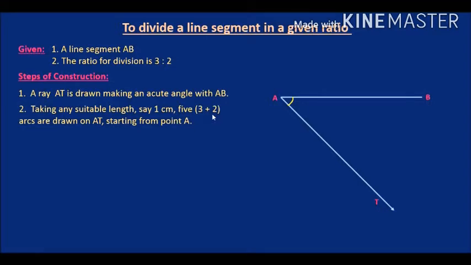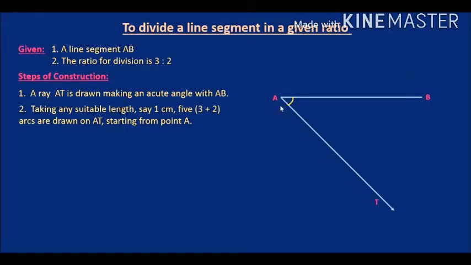Starting from the position A, on the ray AT, you have to draw 5 arcs, and the length of all arcs should be equal. That's why I take the length of all arcs equal to 1 centimeter.